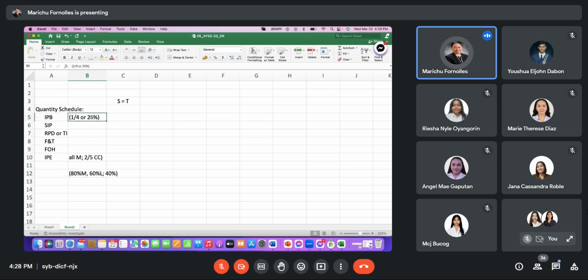Now, why is it important to have this parenthetical notation? Because this will serve as your guide as to how many columns you are going to provide to compute for equivalent units produced, or EUP. In some books, EUP is shortened as EP, equivalent production. So not at all times that this quantity schedule will be given completely.